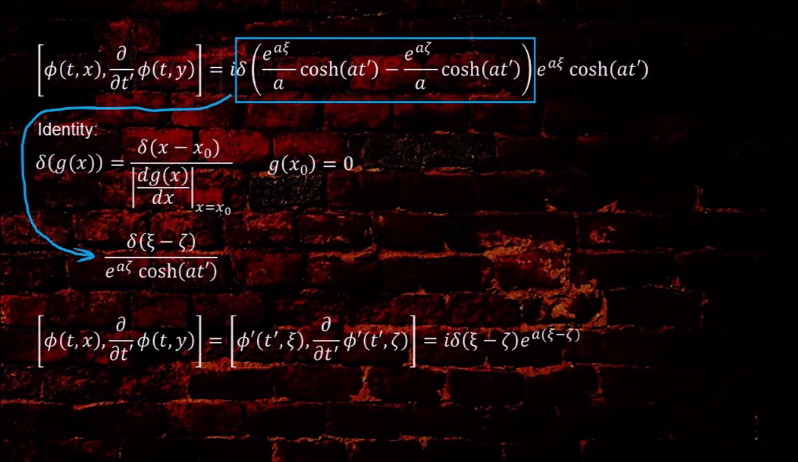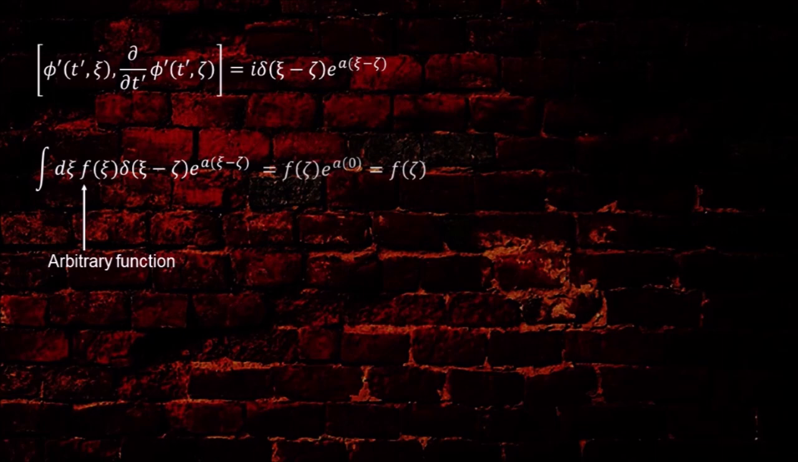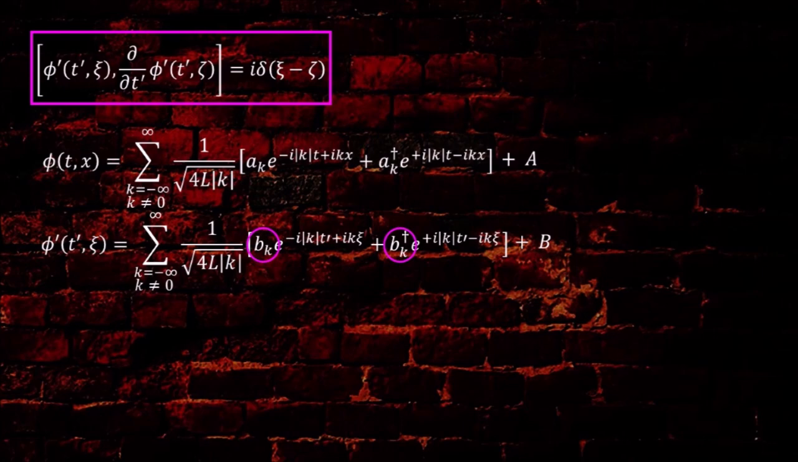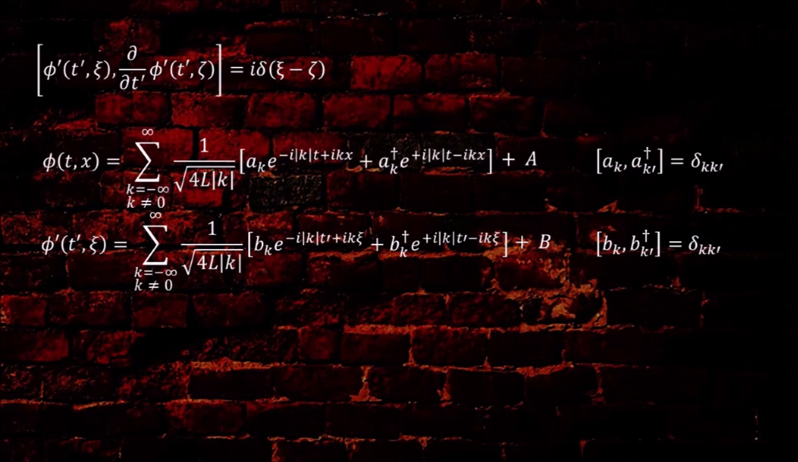So finally, we have the commutation relation for the Rindler frame. This factor here is irrelevant, so we can get rid of it. But this commutation relation means that these operators must satisfy the same commutation relations as these operators. So the fields are the same for both observers. Nothing to see here, I guess. See you in the next video.